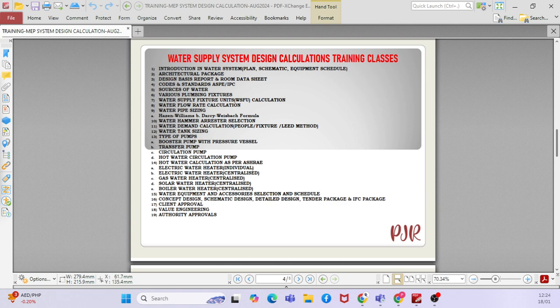Then there is the heater calculation. We have different types of heaters: one is a gas heater, solar heater, boiler heater, right? Then we have a circulation pump. So we will see all of the water supply design and how to design it.